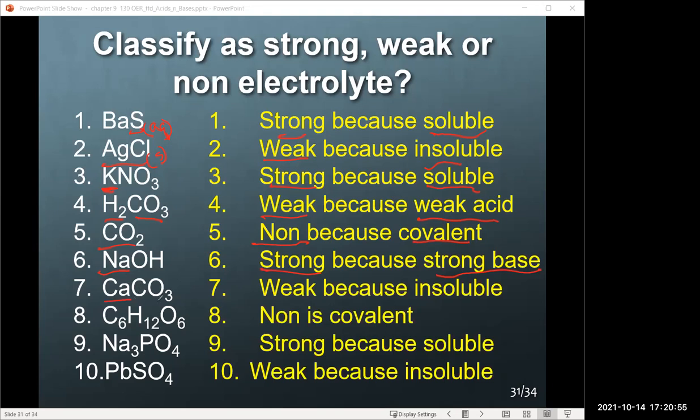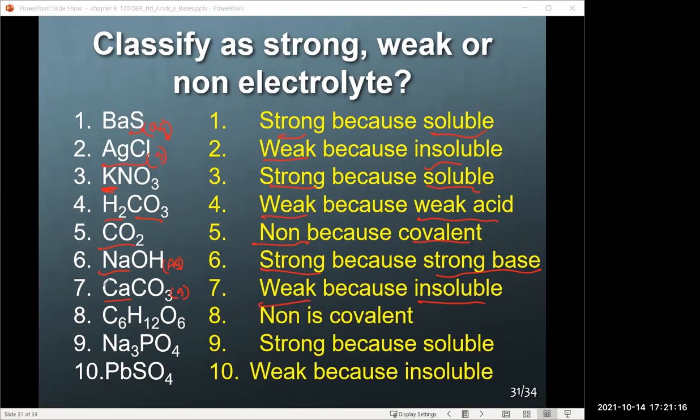Calcium carbonate, if we look, we did that one. We found out that it's classified as insoluble. So here we have aqueous, and we have solid here. Okay, calcium carbonate is insoluble, which makes it a weak electrolyte.